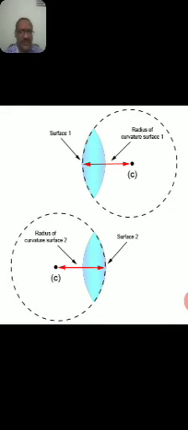Every double convex lens or concave lens has two radii of curvature: radius of curvature of surface 1 and radius of curvature of surface 2. As shown in the figure, the radius of curvature is denoted by the red line, the distance from the center point C to the outside of the circle. So in this diagram R1 and R2, two radii of curvature, are observed.